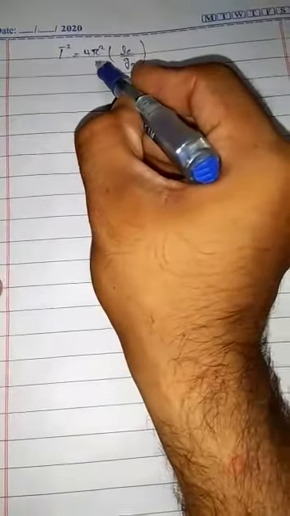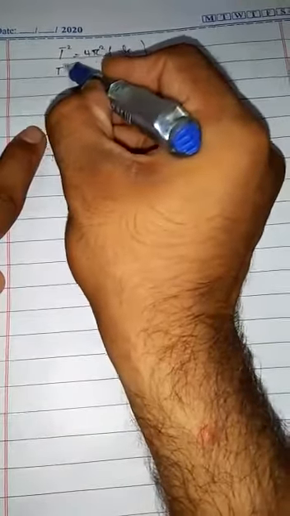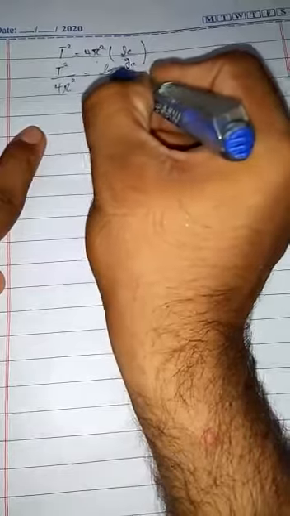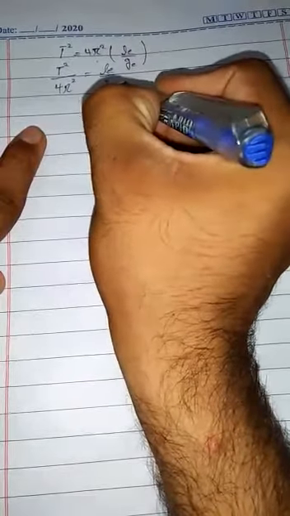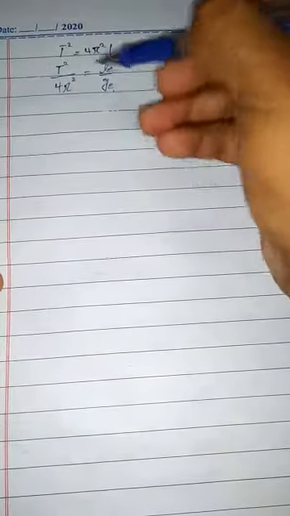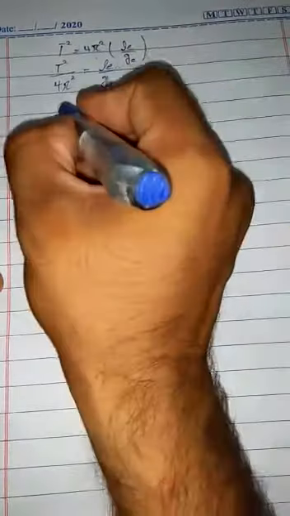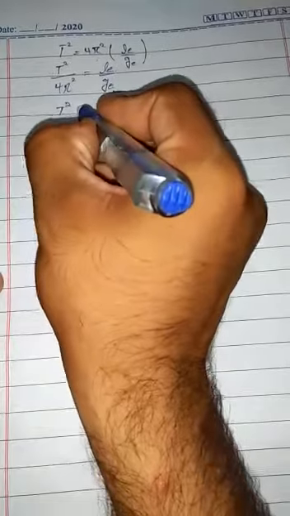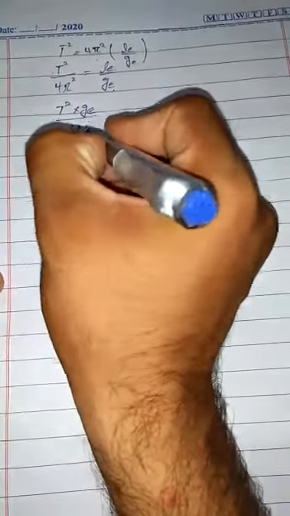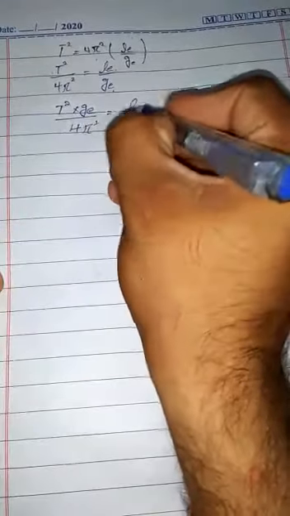Here 4 pi square is multiplicative. When we take it to the other side, it will be in the divided form. So that will become T square over 4 pi square is equal to Le over Ge. So we have to find Le, and g is divided. When we take it to the other side, it will be in the multiplicative form. So Le is equal to T square multiplied by Ge over 4 pi square.